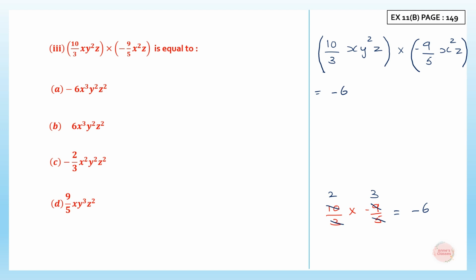Now let's look at the literals. Take x here. There's one x here and there are 2 here. So when you multiply, you can add the powers. So x to the power of 1 plus 2 is 3. Then take the y's. Here you have one y and there is no y on the other side. So y is y square. Then here we have z, 1 z and 1 z there. So that will be z to the power of 1 plus 1, which is 2. So what is our answer here? Minus 6x cube y square z square, and where do we have that? We have that as option A, minus 6x cube y square z square. So this is our answer.